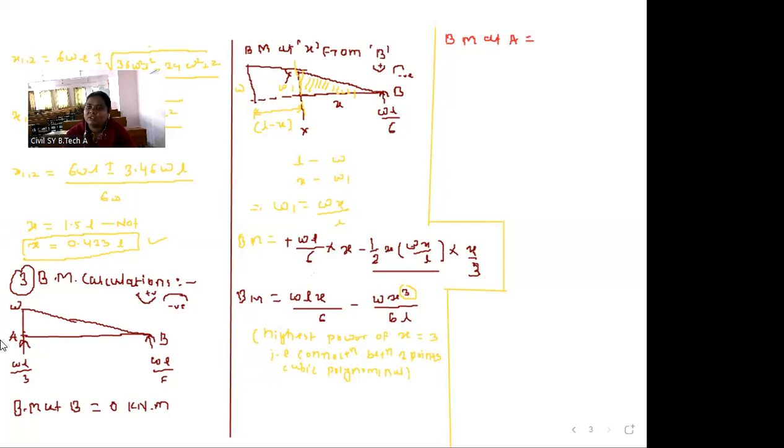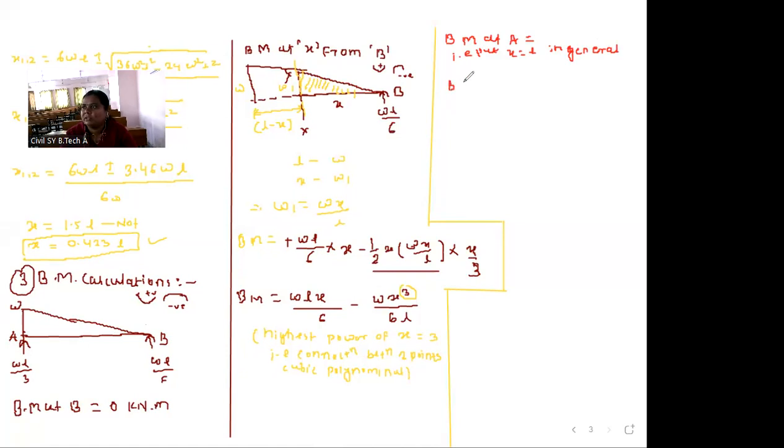After putting x equal to L, we will get the value of bending moment at A point. So we will put the value of x equal to L in the general equation for finding out bending moment at A. After putting the value of x equal to L in this general equation, we will get the value of bending moment.